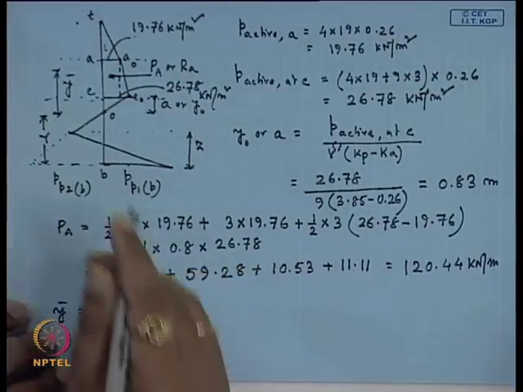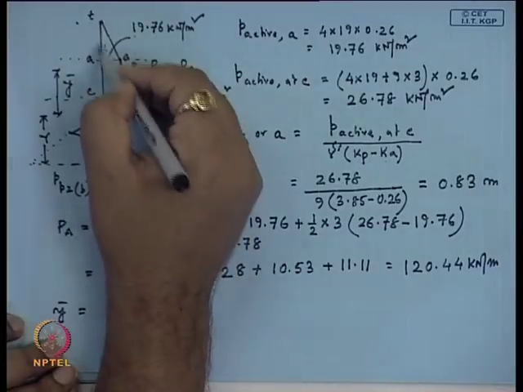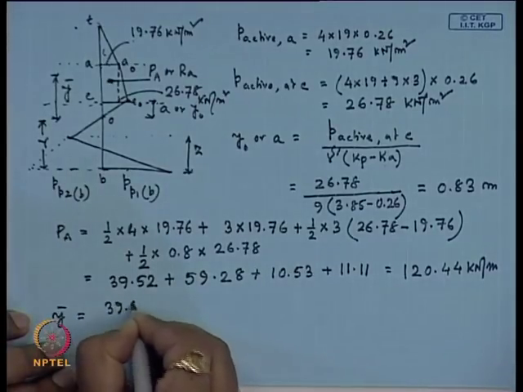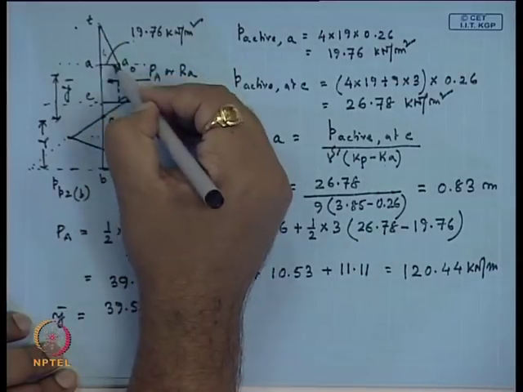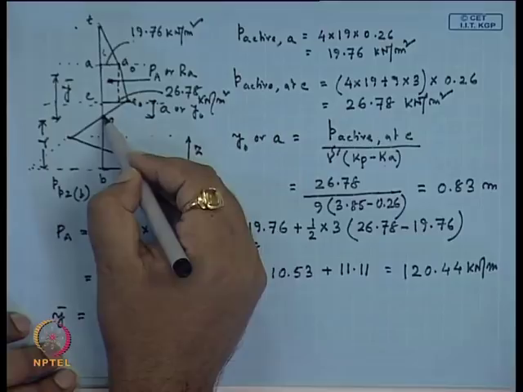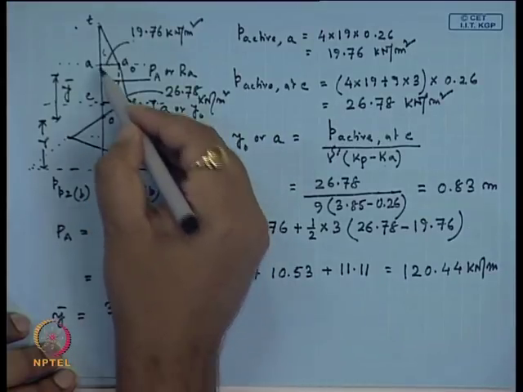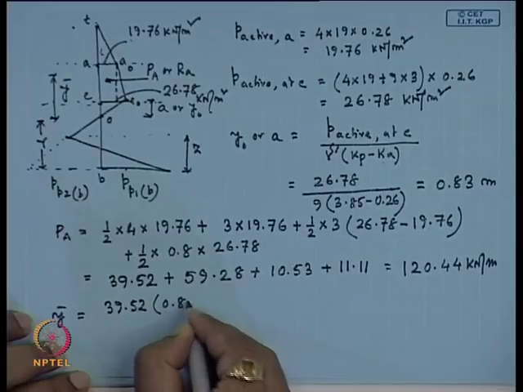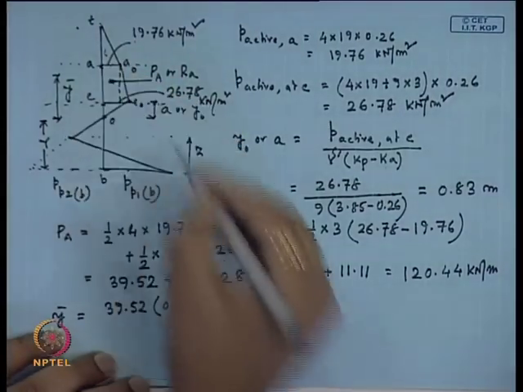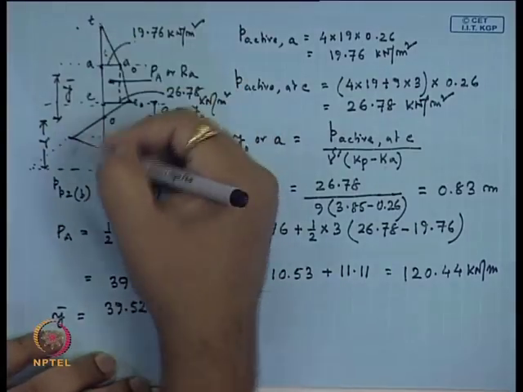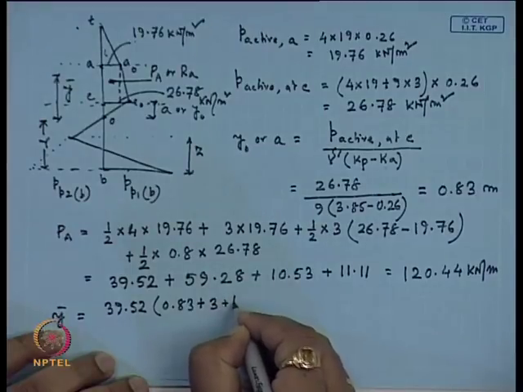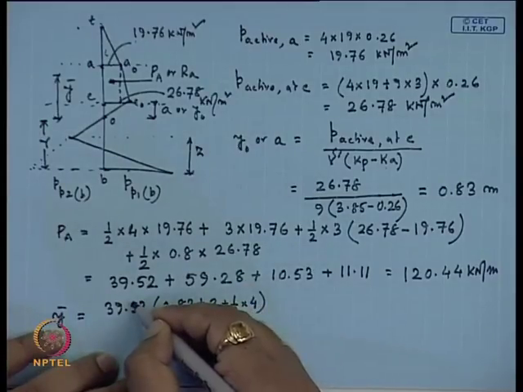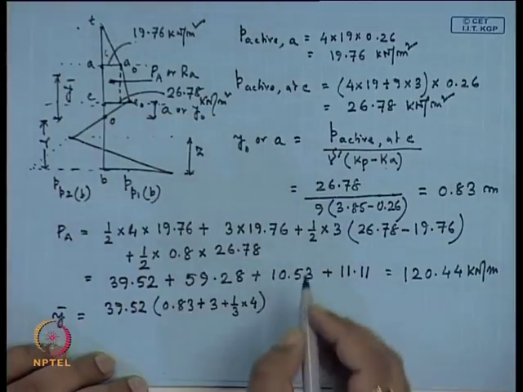If we consider the first one, for the first triangular portion, the total force is 39.52, which acts at 1/3 of this triangular area from the base. So the distance will be O C, which is 0.83, plus C A, which is 3 meter, plus 1/3 of A T, where A T is 4 meter. So that is the lever arm and this is the force, taking the moment with respect to this O point.